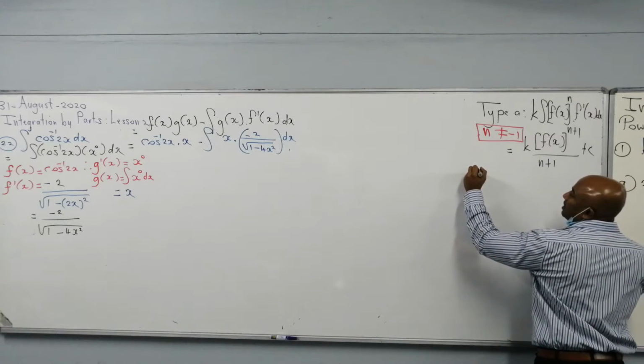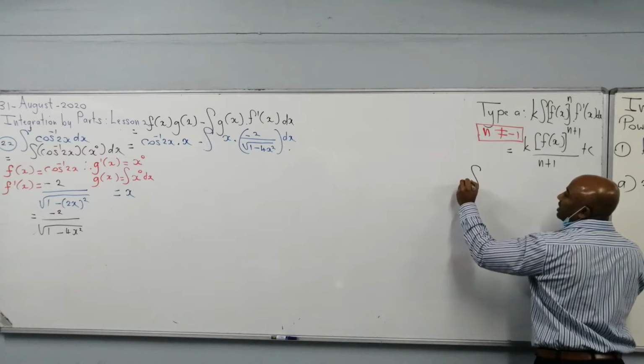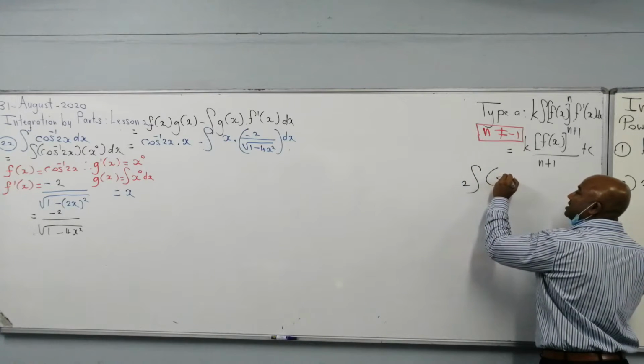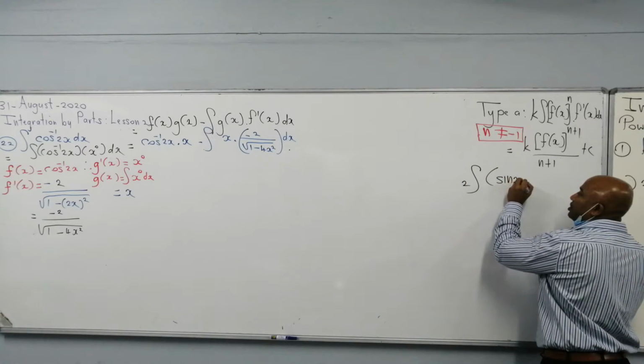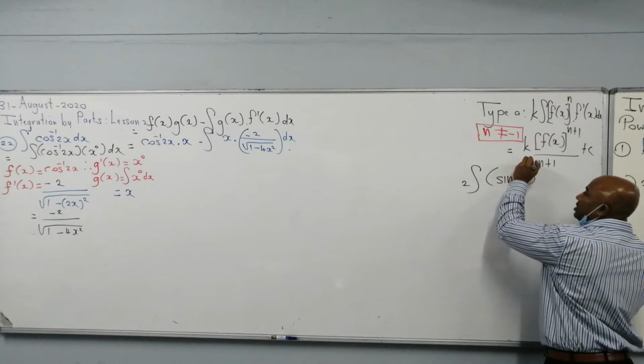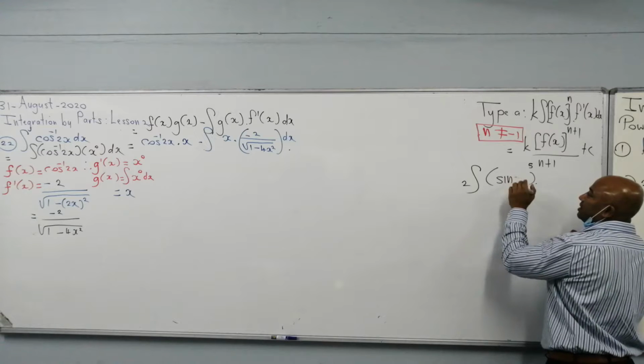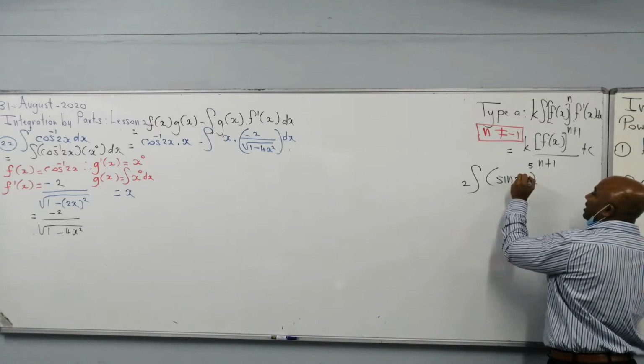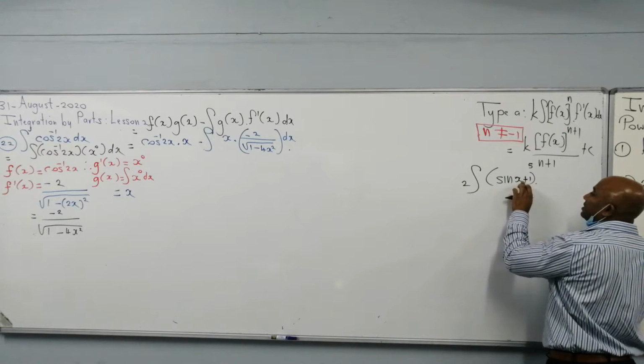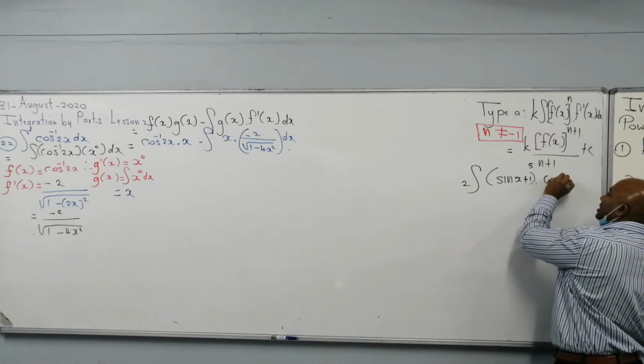An example, if I ask you to integrate, let's say, sine of 2x to the power 5. Okay, let's make it just sine x for now, make it simple. And then plus 1 there. And then I got cos x here.